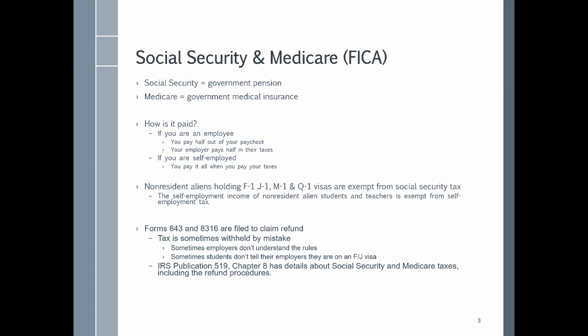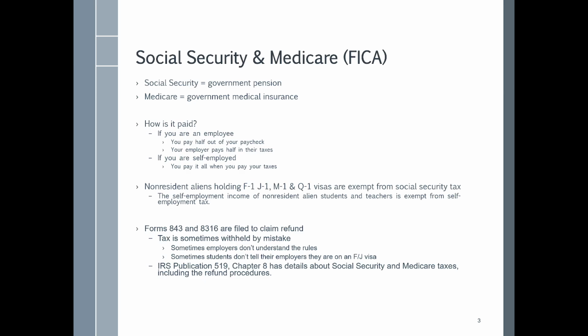Non-resident aliens holding F1, J1, M1, and Q1 visas are exempt from Social Security and Medicare taxes so long as their employment is authorized under their visa. If you are exempt from those, but you do have those taxes withheld, then that happens sometimes, and you can file Forms 843 and 8316 to get that money back.